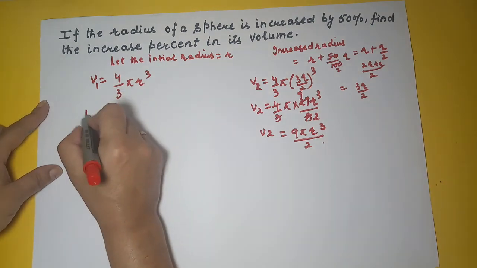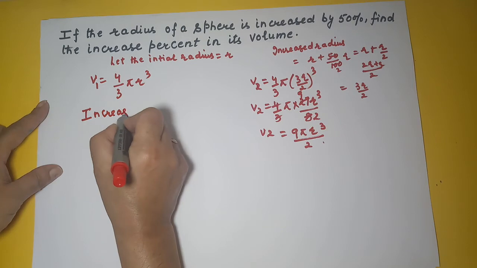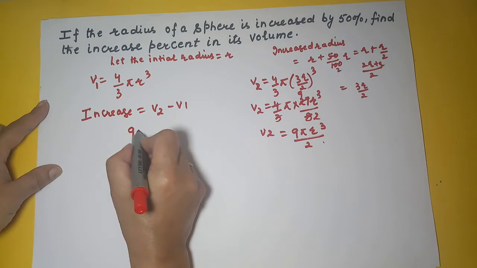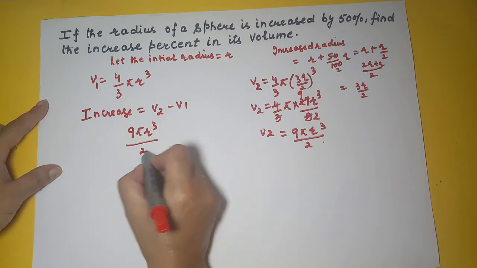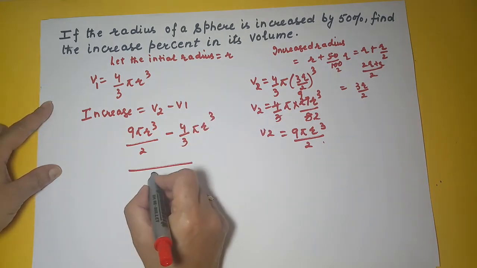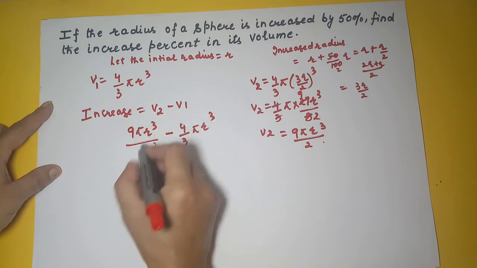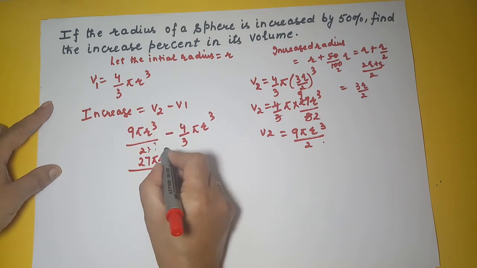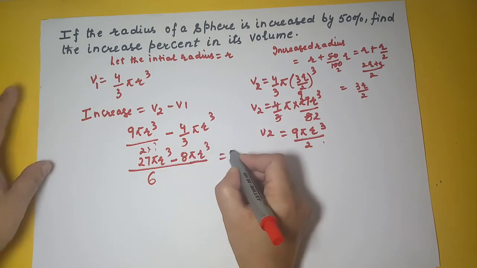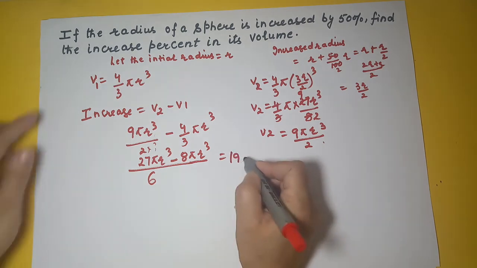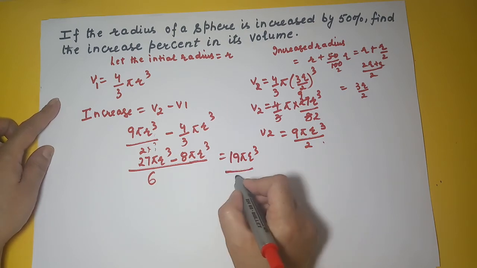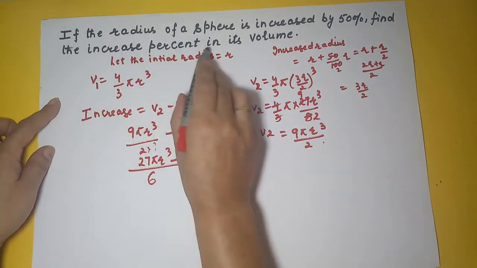Now let's find the increase. Increase will be volume 2 minus volume 1. Volume 2 is 9 pi r cube upon 2 minus 4 by 3 pi r cube. So if you take 6 as LCM, into 3, this will be 27 pi r cube minus this will be 8 pi r cube, which is equal to 19 pi r cube upon 6, right? This is my increase, but we have to find the increase percent.